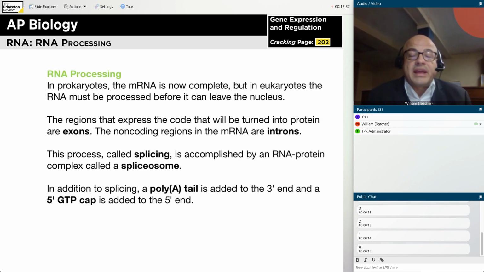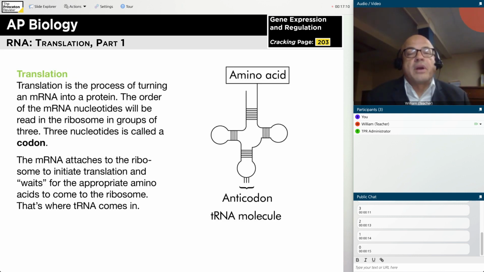Now, how does the RNA get processed? Okay, well, it depends. In the prokaryotes, that's where it ends in terms of the mRNA. But in the eukaryotes, RNA is going to have to be processed a little bit before it can leave the nucleus. Okay. Exons and introns are important, and then understand the splicing, which is done by a spliceosome. In addition to this, you have your poly A tail on the 3' side, and you have your 5' GDP cap as well, also added to the 5' side.